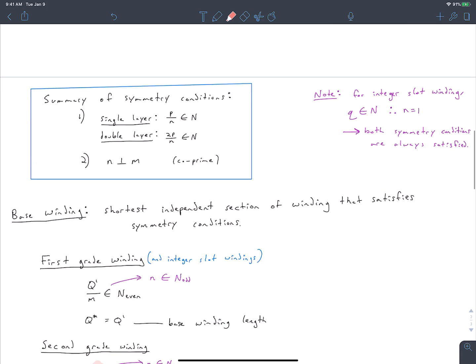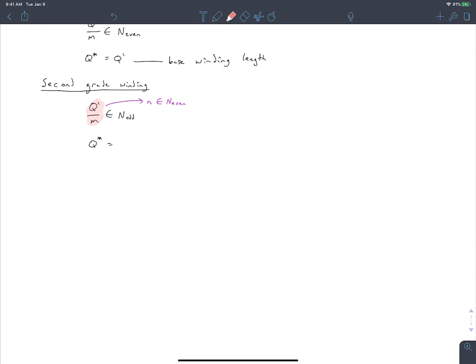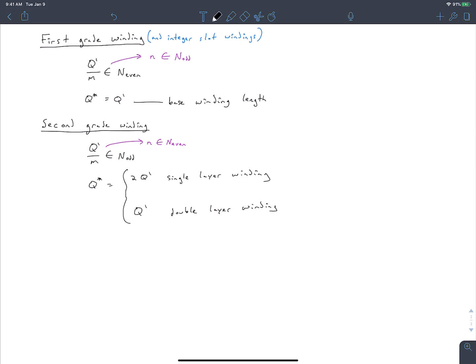So now we can comment that if this is the case, our base winding needs to be 2 times q prime for a single layer winding, and it can just be q prime for a double layer winding. So this gives us insight when we go to lay out our winding. If we know it's going to be a first or a second grade winding, we can immediately say things about what the shortest independent winding length can be. And this matters because we may want to be connecting our base windings in parallel or in series. And so if you have an odd number of base windings, then you simply can't connect it in parallel.